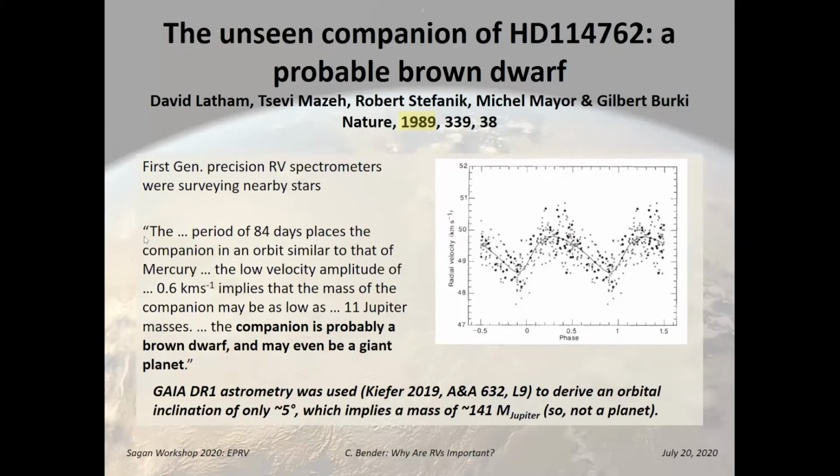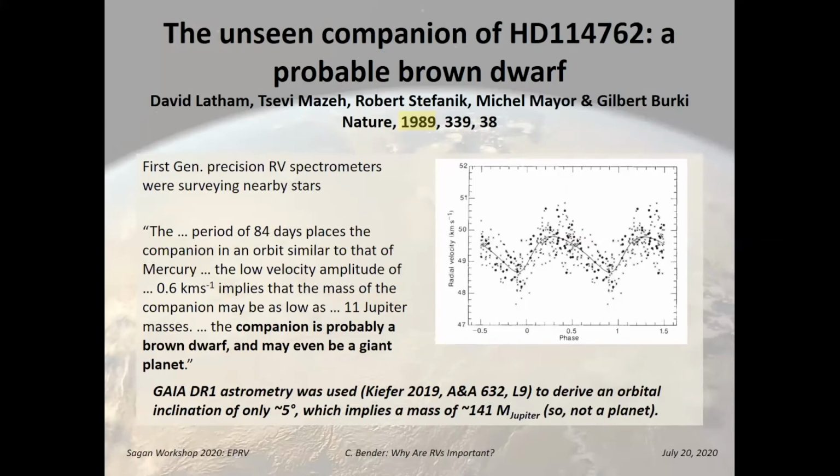This was a report of an orbiting companion, 84-day period, by David Latham in Nature with a low velocity amplitude of 0.6 kilometers per second, which implies that the mass, if the system is edge-on, could be as low as 11 Jupiter masses. Dave went on to say the companion is probably a brown dwarf and may even be a giant planet. And I think until about 9 months ago, everyone on this panel and everyone teaching at this workshop would have said that this was likely the first exoplanet discovered.